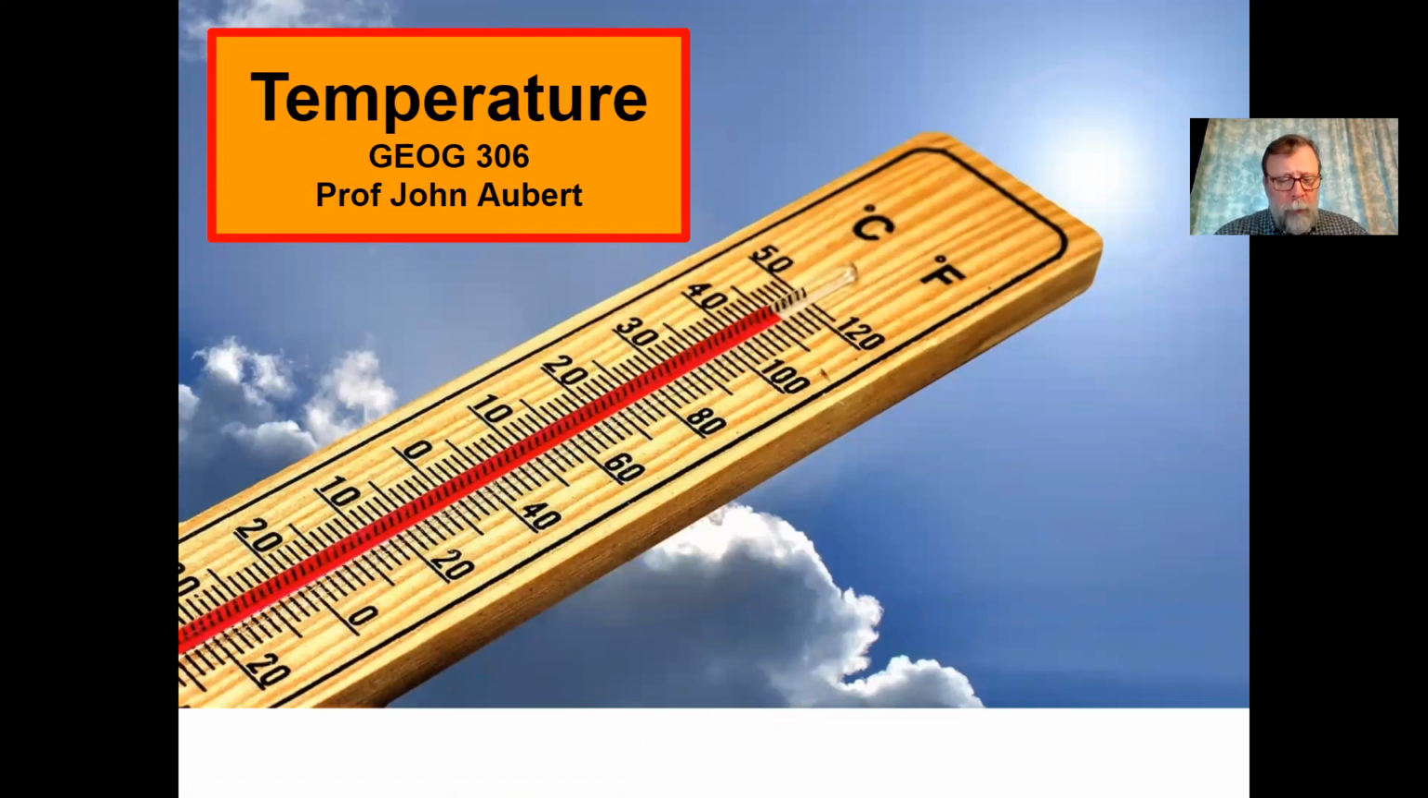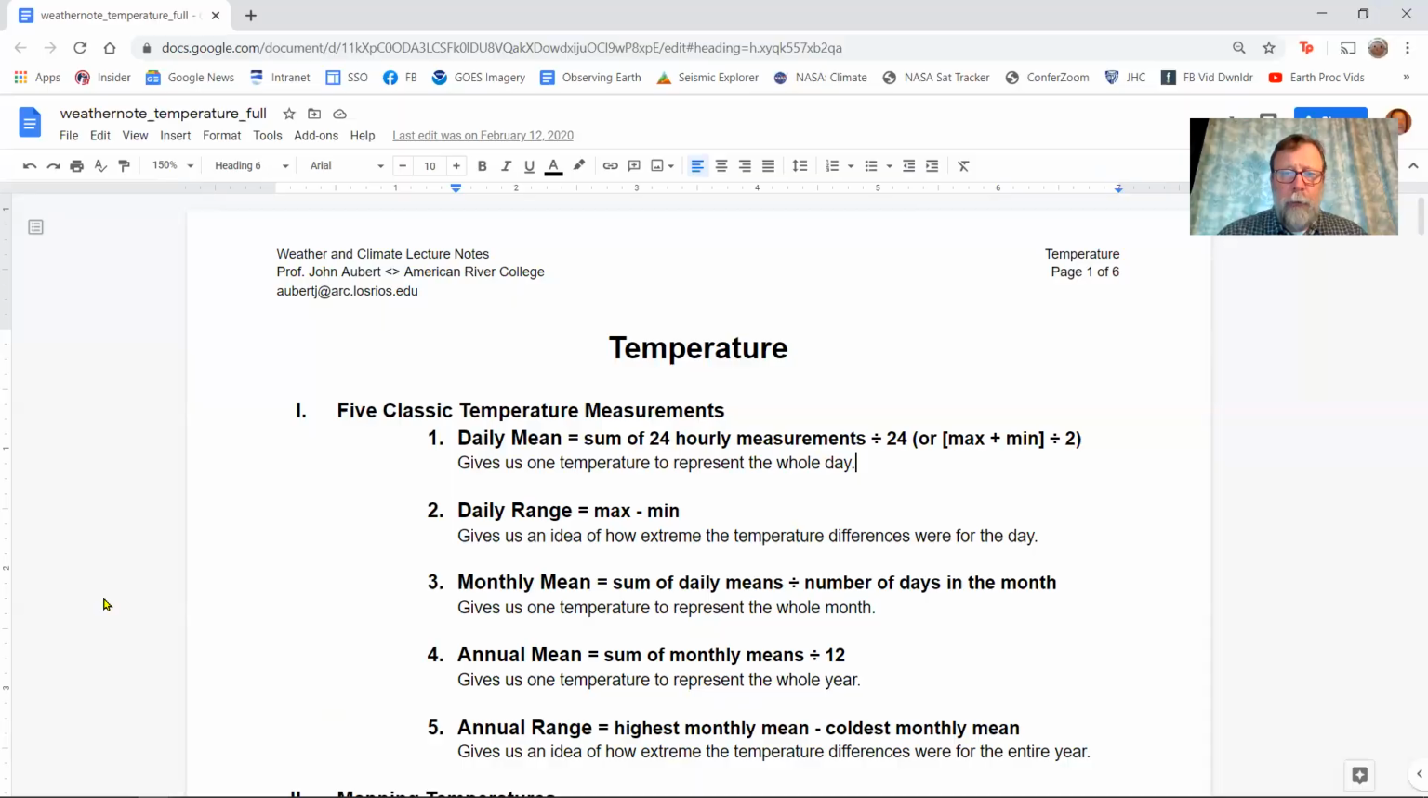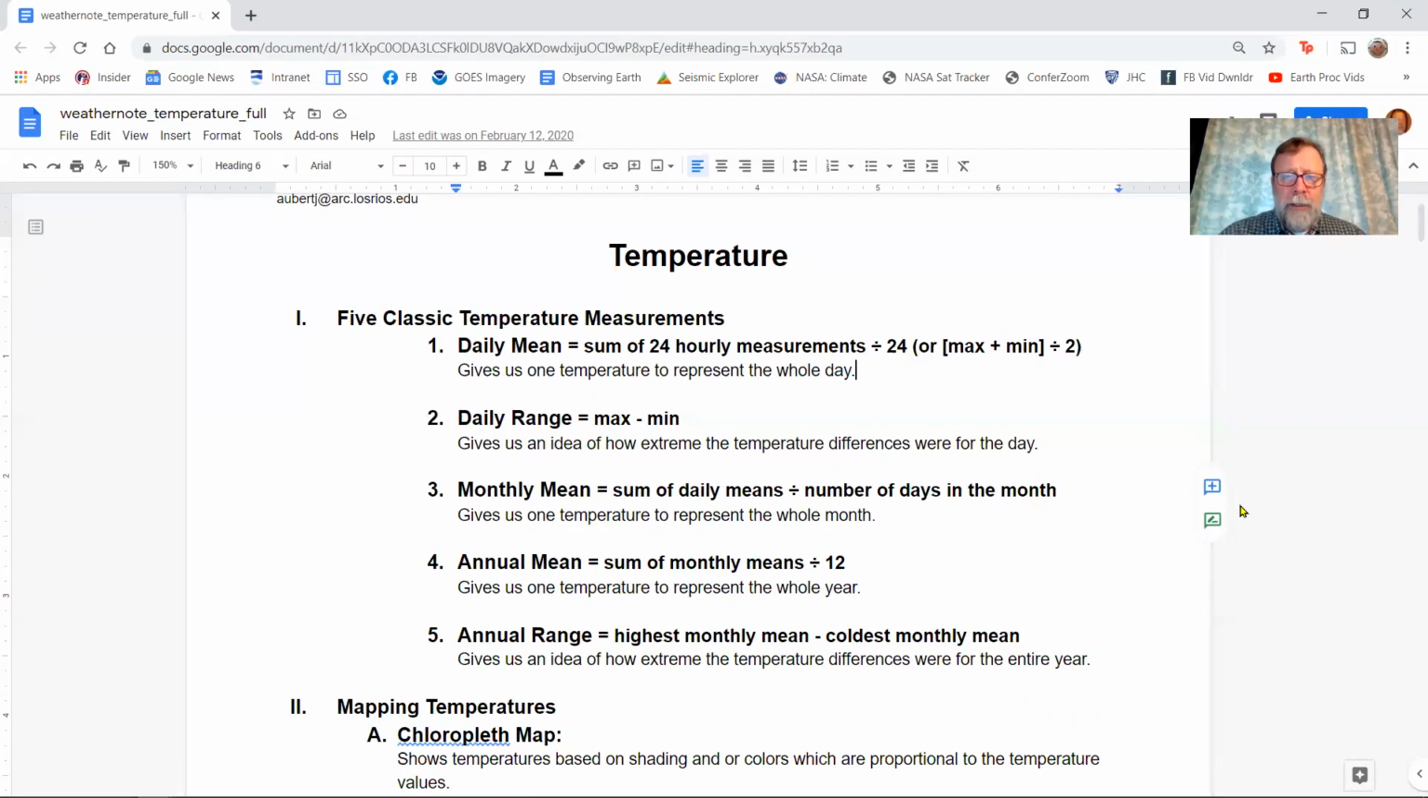So, as always, we follow the notes here. And the first point I want to make is just looking at different types of measurements. And we'll take a look at thermometers and what they measure. But there's kind of 5 classic measurements that can be taken and that are commonly referred to when people collect this type of information. So the first one is the daily mean.